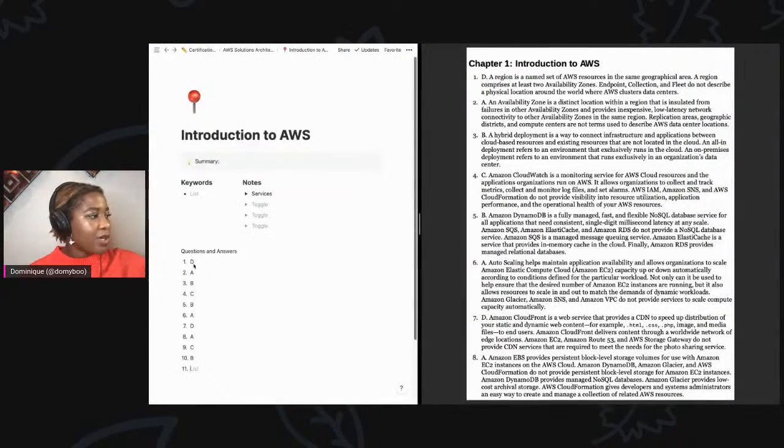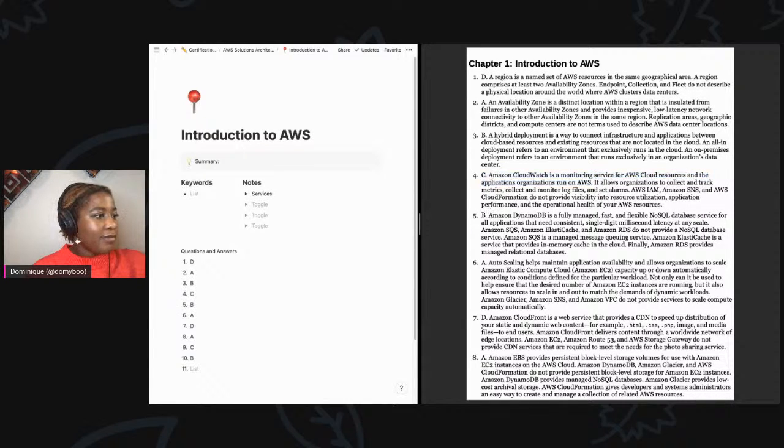Cool. So number 1 was D, which is a region. It's a set of resources in the same geographical area. 2 is A, we got that right. An availability zone is a distinct location within a region. 3 is B, a hybrid deployment is how you connect your on-premise infrastructure to the cloud. I got that right. 4 is C, Amazon CloudWatch is the monitoring service for AWS cloud resources, and you can check your health, metrics, collect log files, all that good stuff.